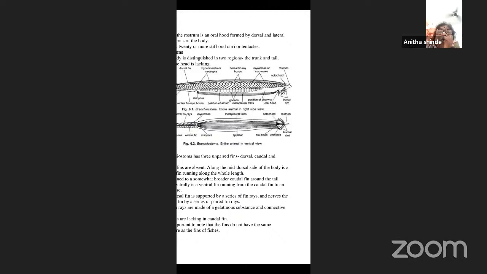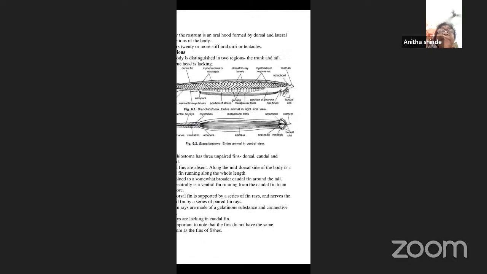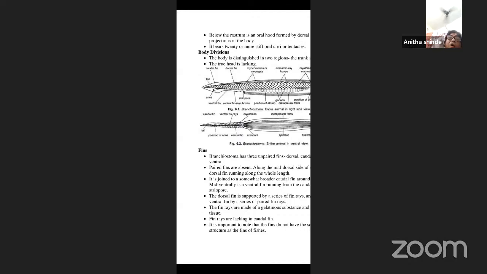And here, this is the notochord. So that is how the structure is. Below the rostrum, we have an oral hood, and this oral hood bears the oral cirri or tentacles. This is the buccal cirri or the oral cirri. So this is about the external morphology.